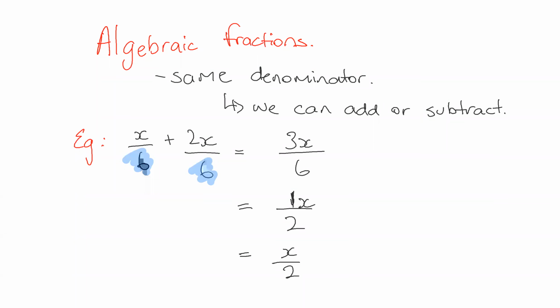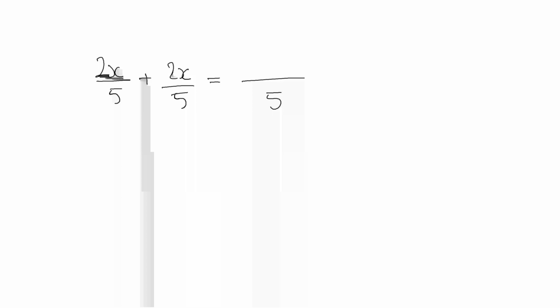So let's do 2x over 5 plus 2x over 5. Okay. Again, we check the denominators. They're the same. So we can leave the denominator as it is. And we add the top numbers, which is the numerators. So in this case, 2x plus 2x is going to be 4x. Yep. And 4x over 5 is our answer.